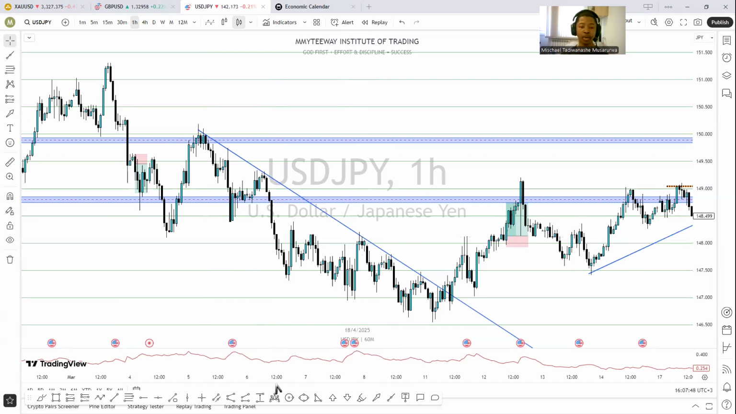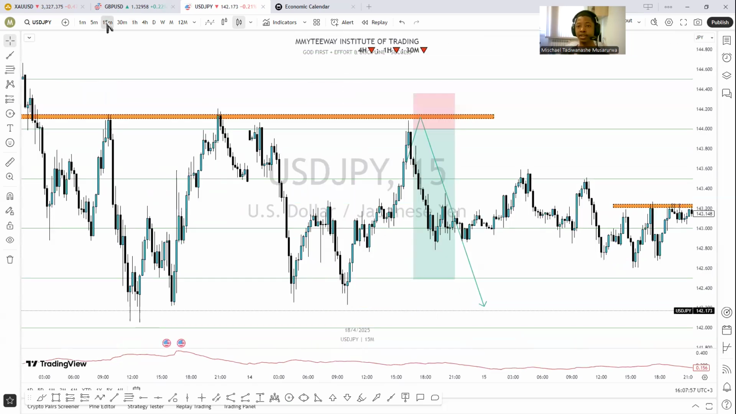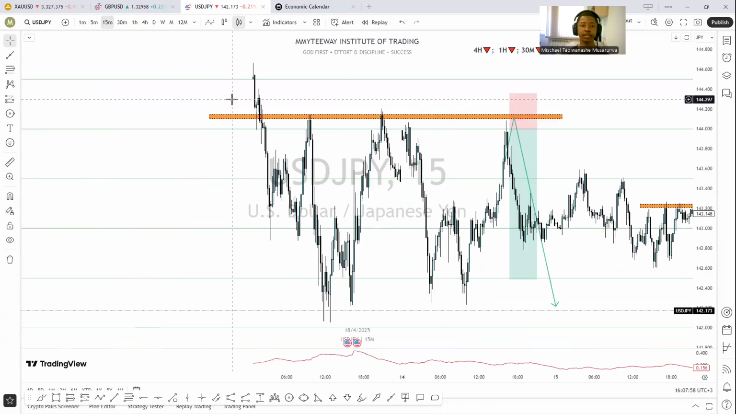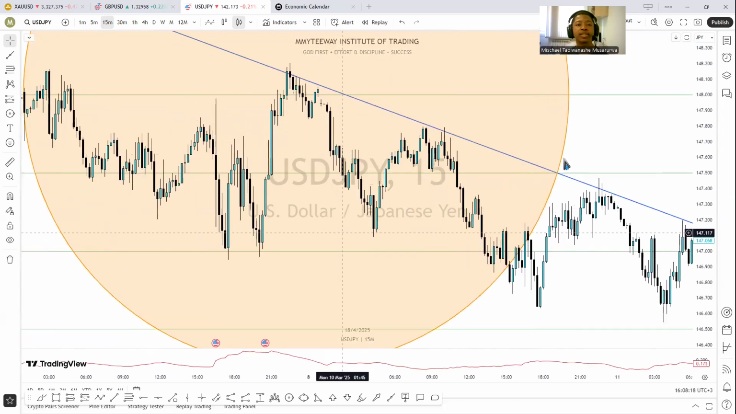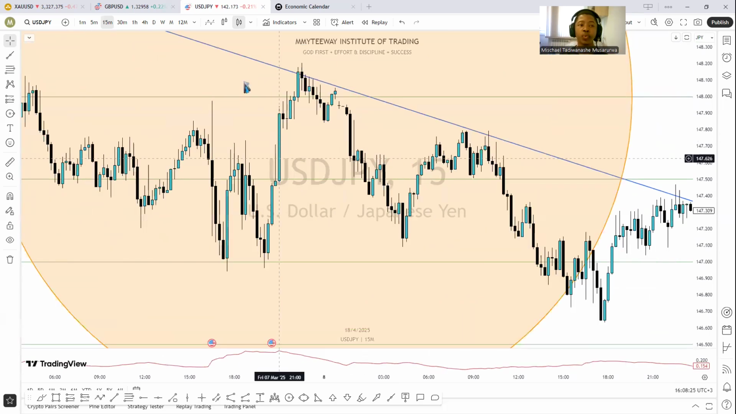I need to go to that same area in the 15 minutes time frame and see what is happening, because that is where my point of entry is. So when I get in the 15 minutes time frame, I see that we have this candlestick pattern, but this is not an entry pattern for me. To be honest, this is not an entry pattern for me.